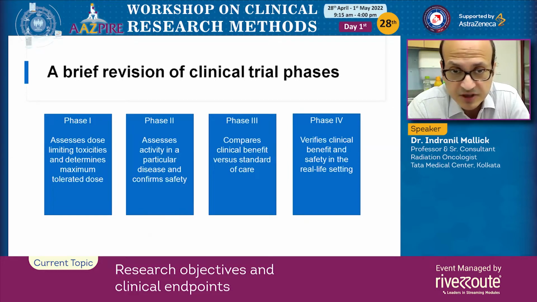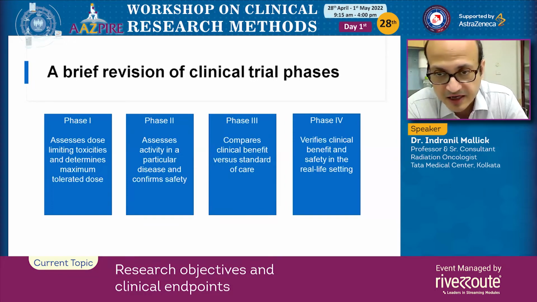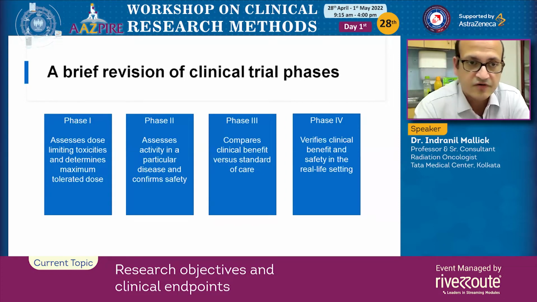The phase 3 trial, once a drug or a treatment has completed phase 1 and phase 2 and has been successful, compares the clinical benefit of that drug versus a standard of care. And in a phase 4 trial, which comes after a phase 3 trial, we verify the clinical benefit and safety in the real life setting. So these are very simple definitions of different phases of clinical trials.